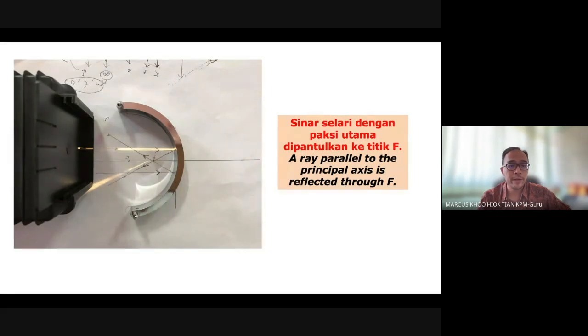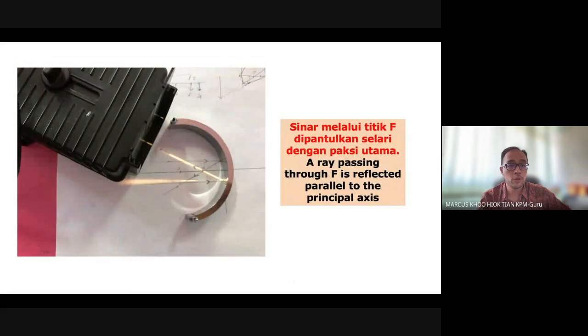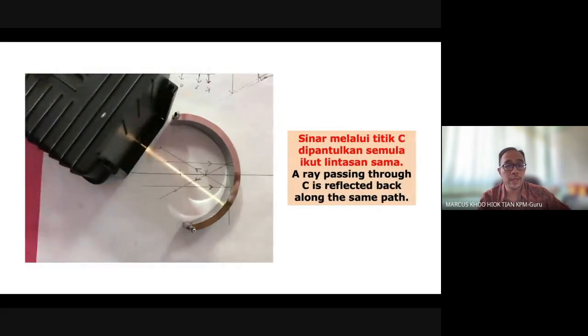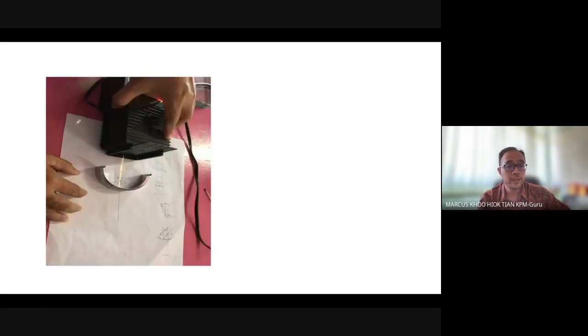So this is parallel to focus point, rule number one. This is rule number two, focus point first, then parallel, when it reflects back parallel. Okay, and then of course, number three, this is through the center. Okay, just draw directly through the center over here. Okay, this is the principal axis.